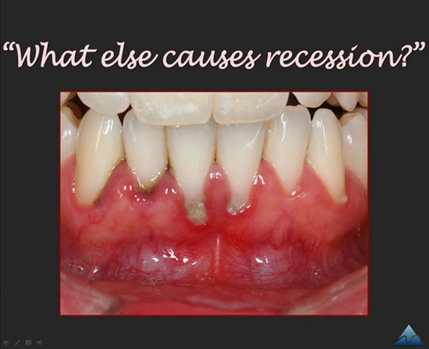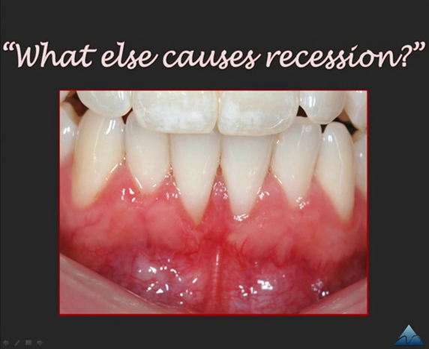What else causes recession? Recession may also be caused by periodontal disease. In such cases, the first step in treatment involves a special cleaning called a scaling and root planing. This treatment, along with good oral hygiene at home, restores tissue health. The need for gum grafting would not be determined until the tissue is healthy.